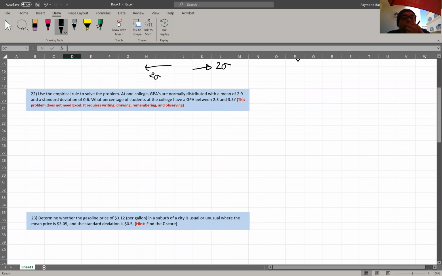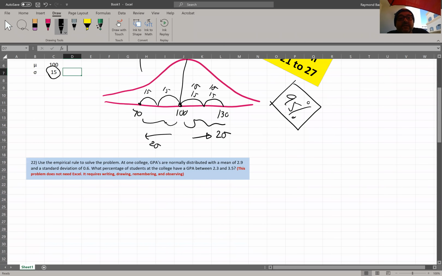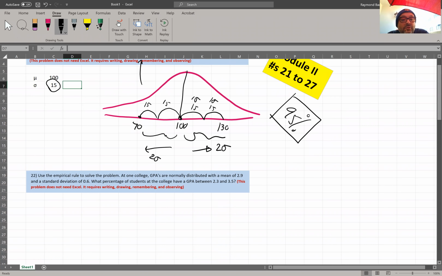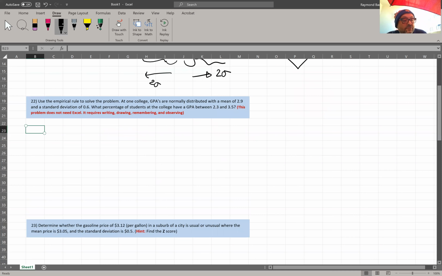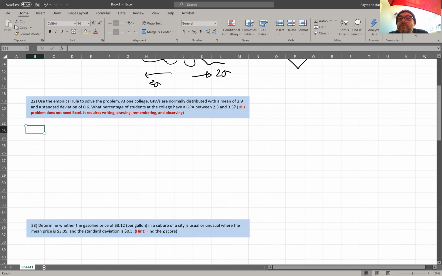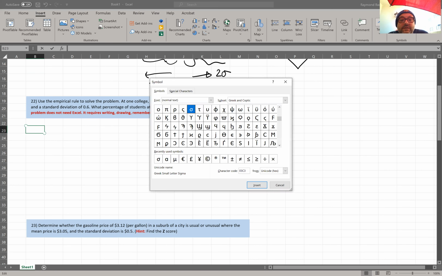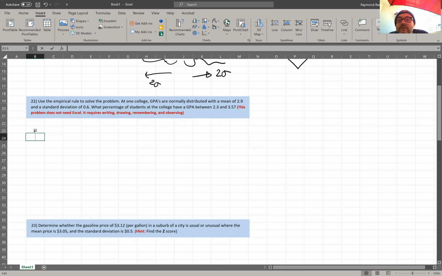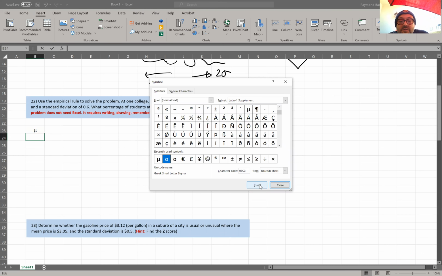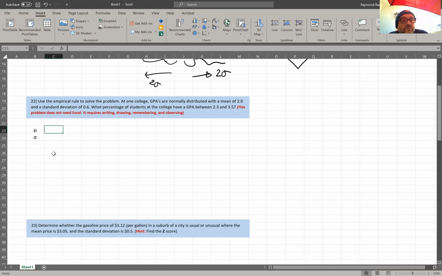Same kind of problem, but this time it says the average GPA is 2.9 and the standard deviation is 0.6. So instead of 100 and 15, now we have 2.9 and 0.6. So here mu is 2.9. If I go to insert to make it actually write the symbol mu, and then sigma, population standard deviation. All right, so the mean is 2.9. Standard deviation is 0.6.